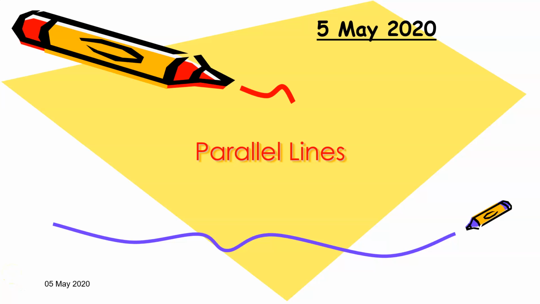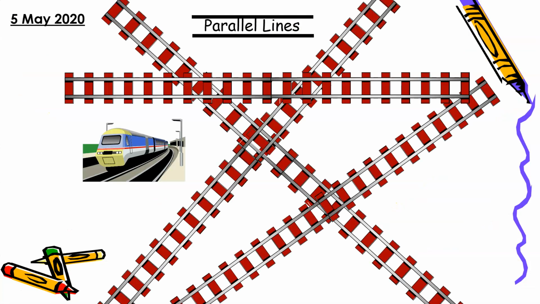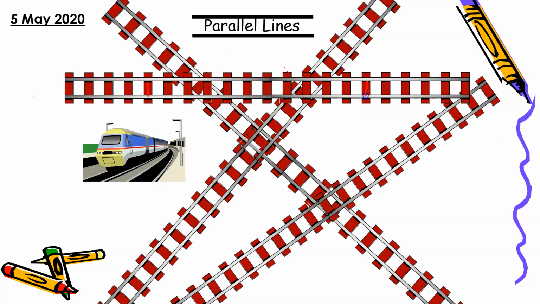Right, so today's lesson is looking at parallel lines and angles within parallel lines. The easiest analogy of parallel lines is looking at railway tracks. Parallel lines are lines that have the same distance between them all the way through their length.